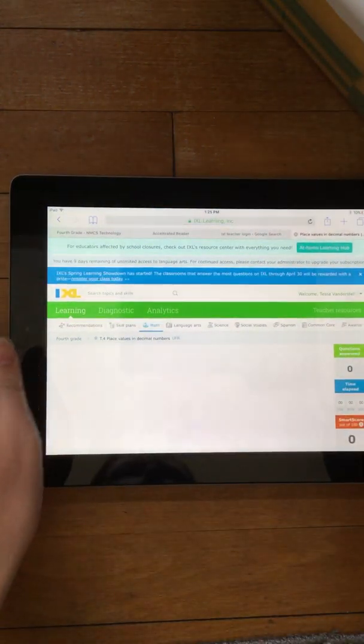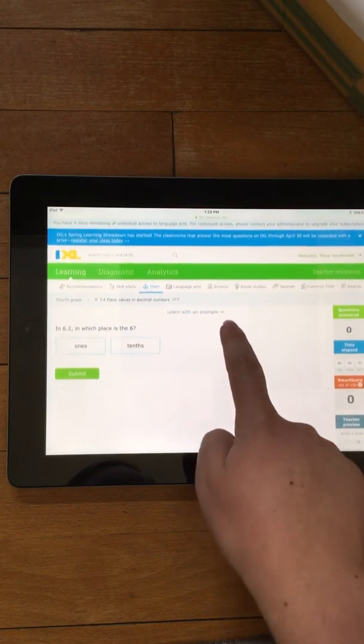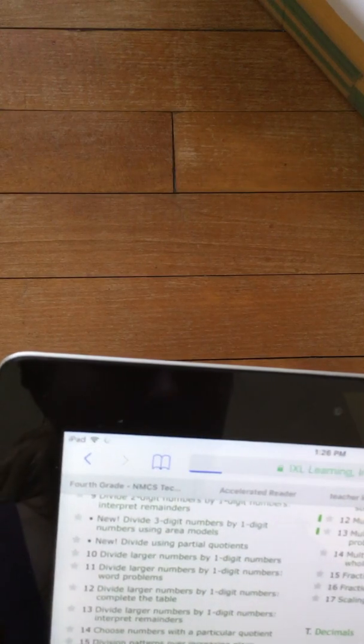All right, so, oh, it's actually not that one. Sorry guys, just give me 1 second. We're not doing that one. You're doing that one, equivalent decimals. Okay.